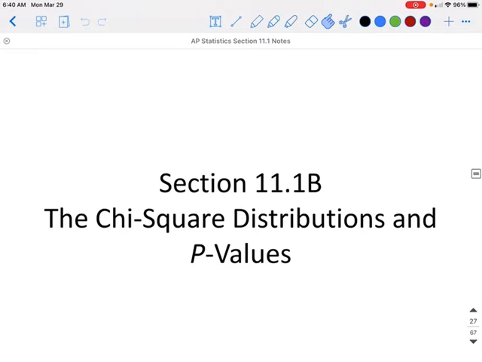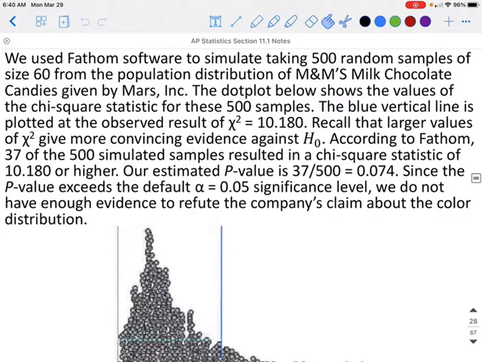This is section 11.1 part B, the chi-square distributions and p-values. We used Fathom software to simulate taking 500 random samples of size 60 from the population distribution of M&M milk chocolate candies from Mars Incorporated. The dot plot below shows the values of the chi-square statistic for these 500 samples.